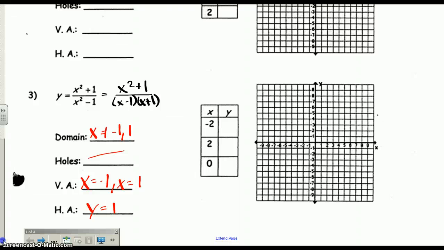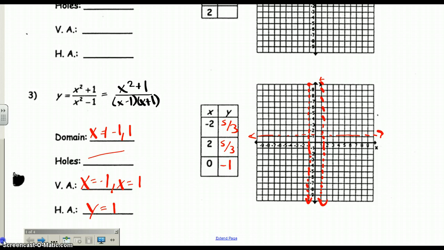Okay, so let's graph those vertical and horizontal asymptotes. We have one at -1, so this is going to be a pretty tight graph. We have one at +1. And we have a horizontal at y equals 1. And now we just need to plot a few points. Okay, so if you plug -2 in, you will get 5/3. If you plug +2 in, you will get 5/3. And if you plug 0 in, you will get -1.